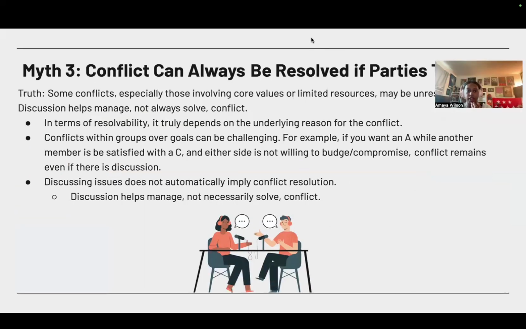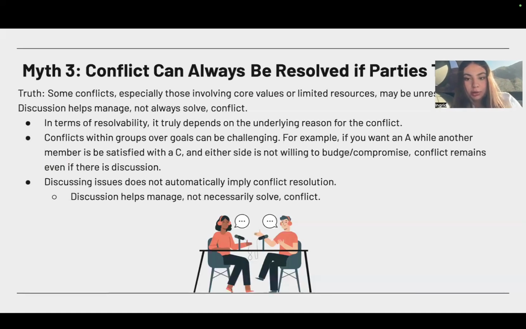So the last myth is that conflict can always be resolved if parties talk it through. The truth about this is that some conflicts, especially those involving core values or limited resources, may be unresolvable. Discussion helps manage, not always solve conflict. In terms of resolvability, it truly depends on the underlying reason for the conflict.